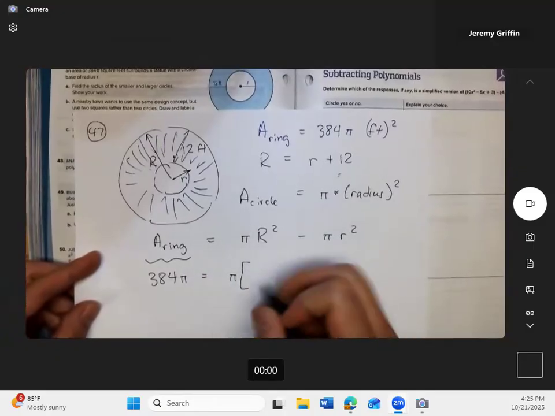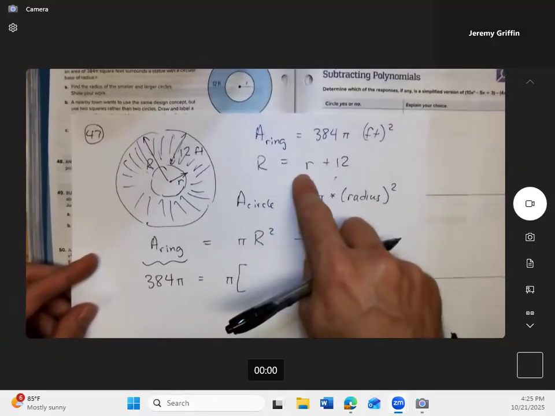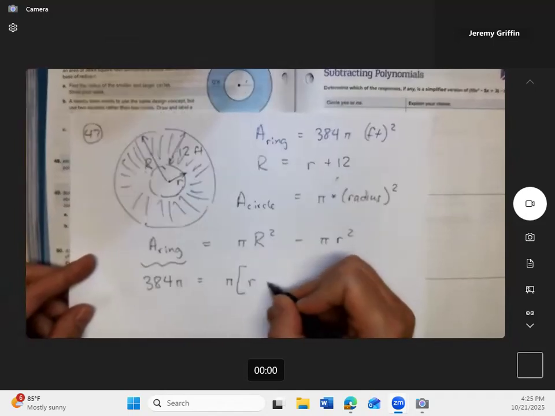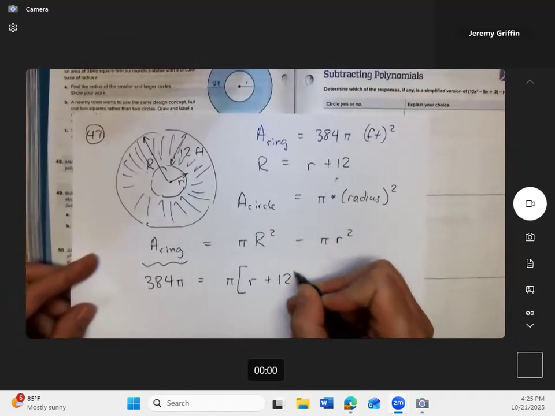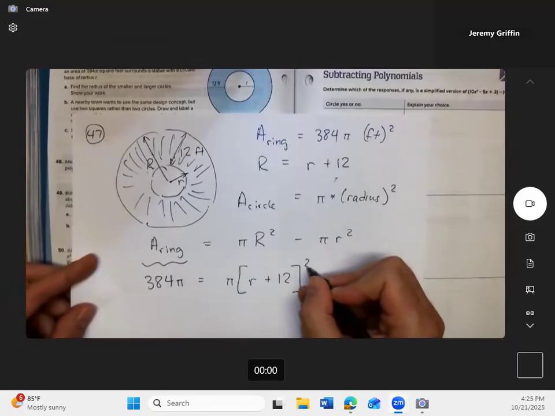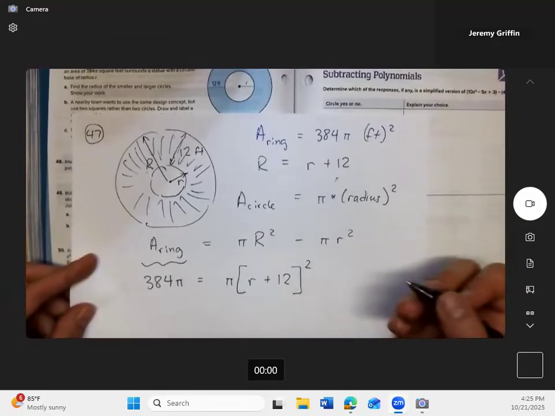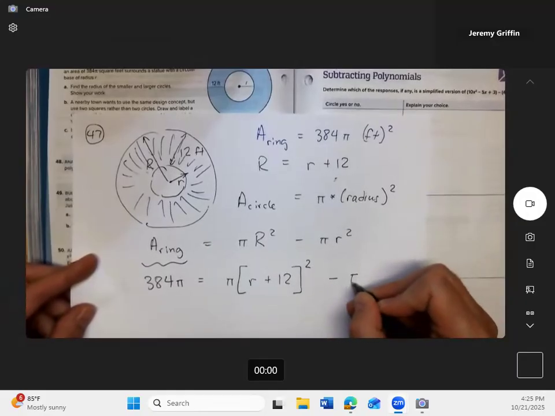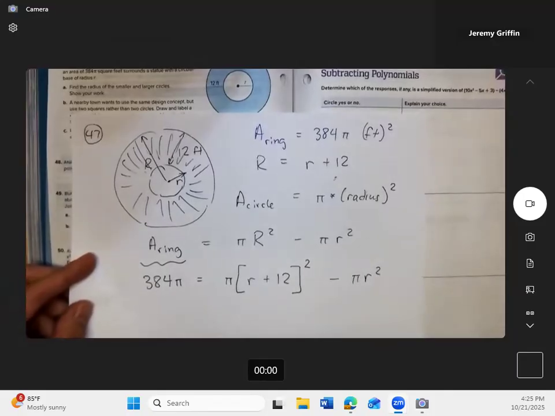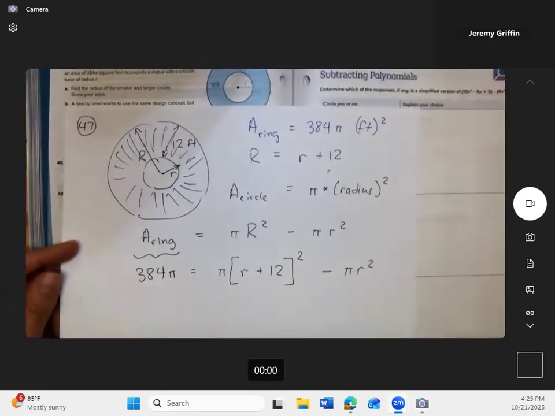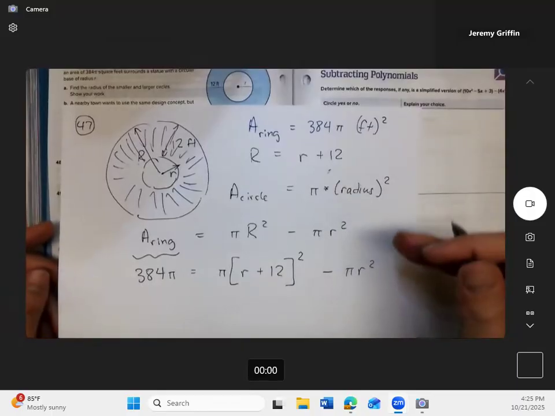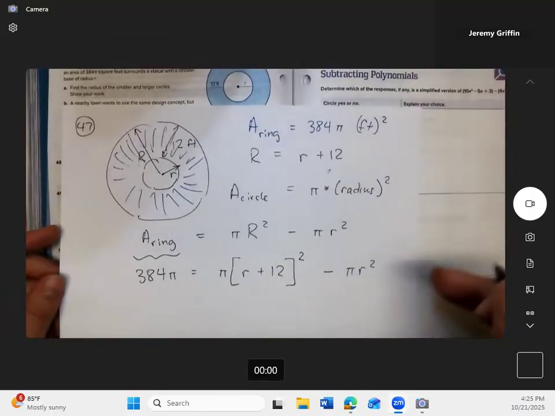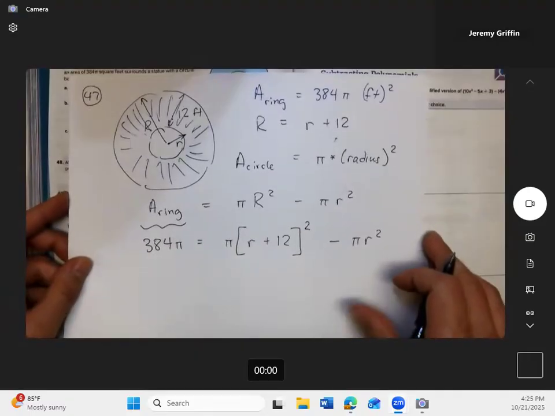And then remember how the big radius was the little radius plus 12? I'm going to put everything just in terms of the little radius so that we're only working with one variable, in this case, the little radius. That's being squared, don't forget that. And then minus pi r squared here. So it looks like that. Now, that's like the critical thinking part of this. If you can get up to here, then everything else is just pretty fundamental algebra.